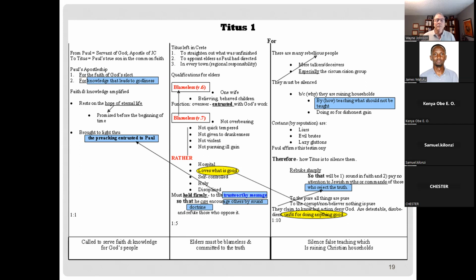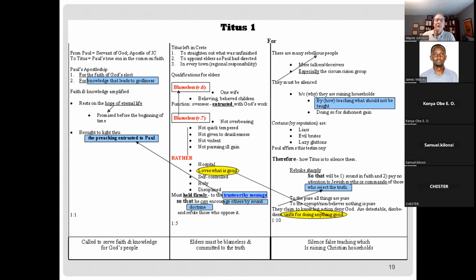The second column, the second paragraph, beginning in verse 5, is where Paul begins to explain the reason why he wrote this and to whom he wrote it. So just note the three points. Titus was left in Crete for three reasons.